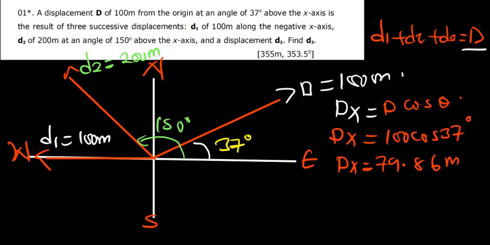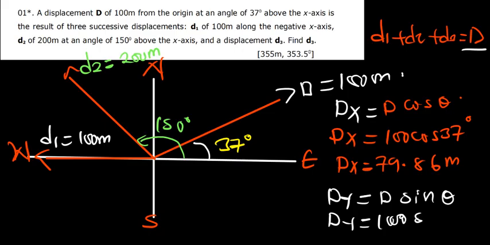Now I need to resolve the same vector into y component. So it is D. Now I'll use sine theta. To resolve any vector into y component, we use sine. So I'll say dy will be equal to, my D is 100, sine the angle is 37 degrees. So what will be my dy? So I'll have 100 sine 37 degrees is giving me 60.18. So 60.18 is my y component. Okay? So let me just put them here.